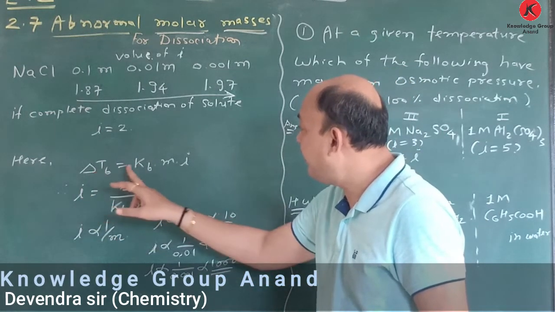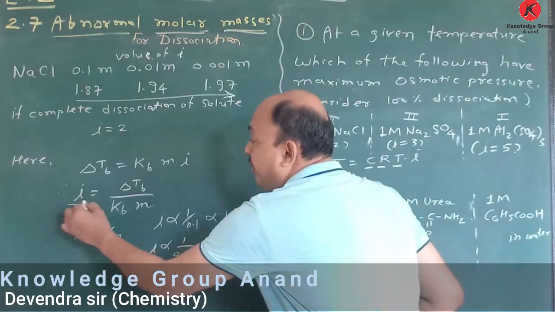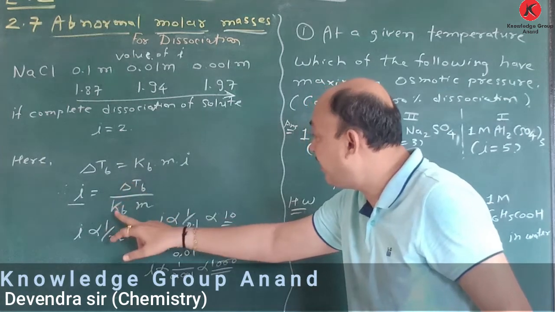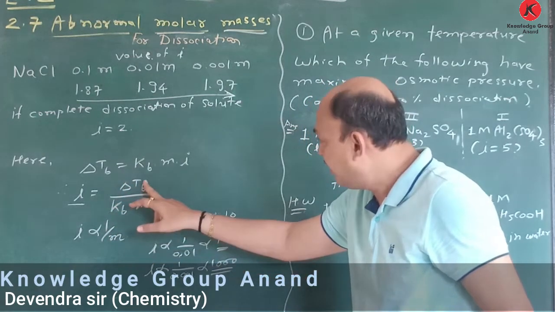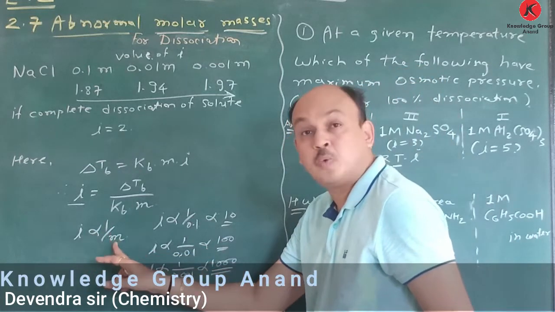What is the meaning of ΔTb = Kb × m × i? Making the formula with respect to i, so i = ΔTb / (Kb × m). This value and this value may be constant, so i is proportional to 1/m.